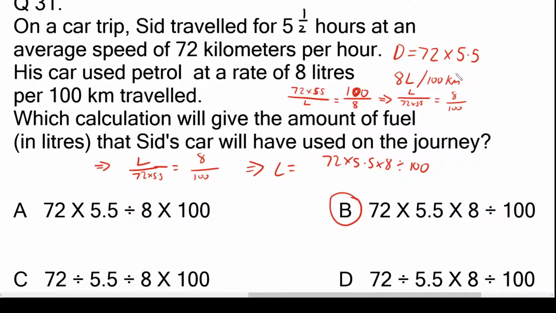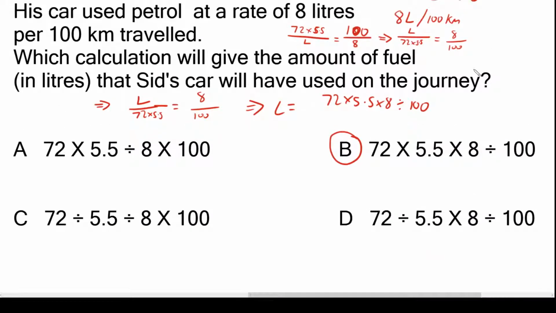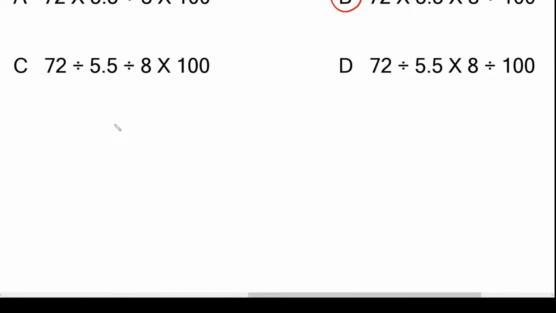Okay, so I'll just explain it again because it's really tricky. We've got the distance, 72 times 5.5, and I've got some space down here, so I'll do it down here a bit. We've got 72 times 5.5. Whatever that amount of kilometres is, it takes so many litres. The car goes so many litres. We don't know. I'm going to call it L.